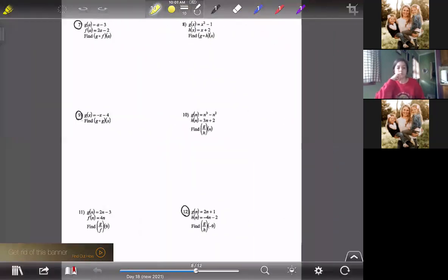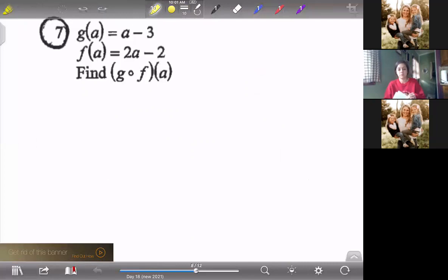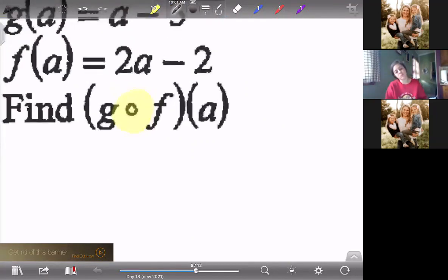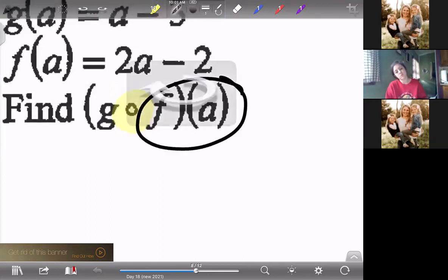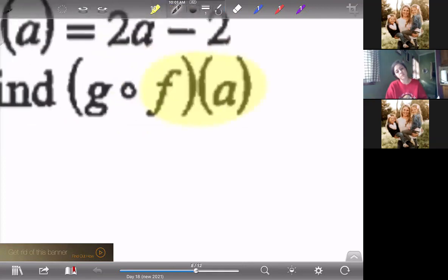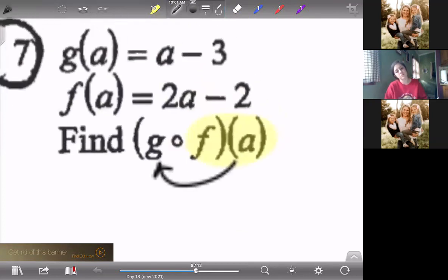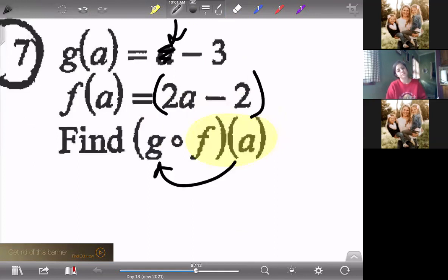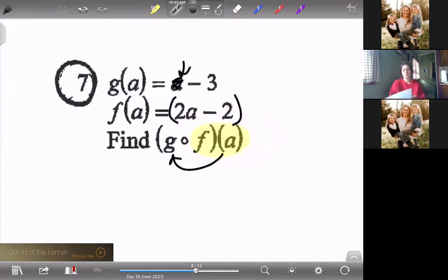On the back side is where things start to change. So here's what we were doing with the compositions. For question 7, you're going to take f of a and you're going to plug it into g. So f of a is what's going to get put in parentheses, and then you're going to plug it in right here for a. So that little open circle is what tells you you need to substitute one function into the other. The function on the right gets plugged into the one on the left.